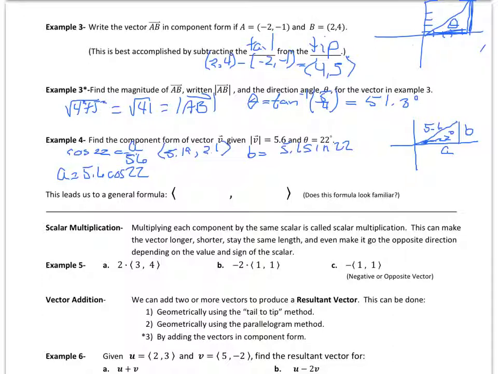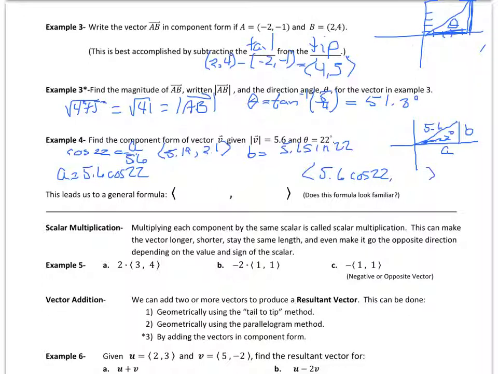Now, if they wanted exact form, or an exact value and not a decimal approximation, then component form would just look like this. This would be 5.6 cosine 22, and then 5.6 sine 22. And it would look like that, okay?